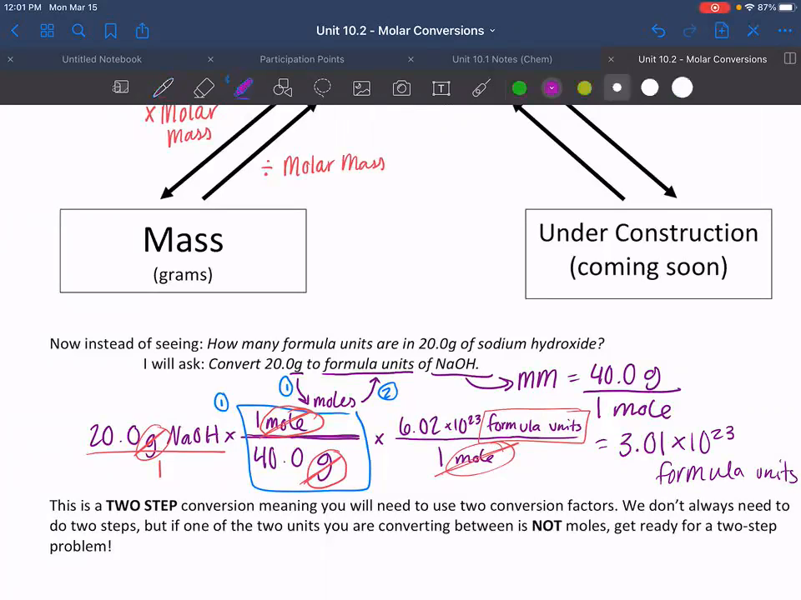So what I want to point out on the thing below here is it says, if one of the two units you're converting between is not moles, then you're going to do a two-step problem. We always have to convert to moles before we move on. So let's do a few where we actually have moles. So there'll just be one step, and then we're going to build our way back into a two-step problem of one we haven't seen before.